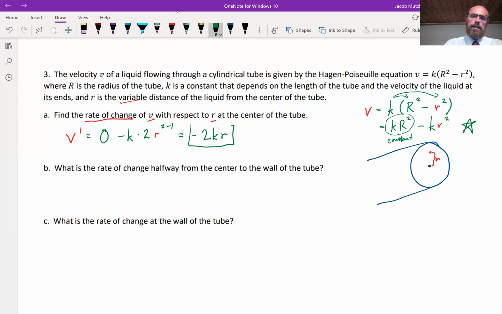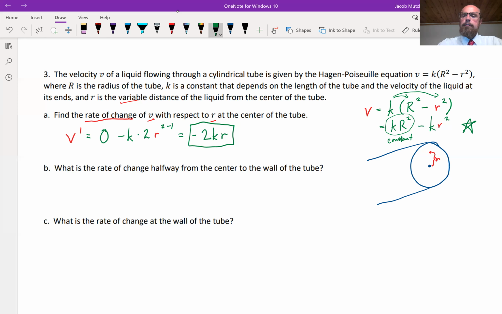And that is my rate of change of the velocity with respect to the distance of a stream of liquid somewhere in the tube to the center of the tube. What's the distance between that location and the center? So that's in general for any placement of fluid within that tube. Part B is specifying now. It's saying, okay, so what's the rate of change halfway from the center to the wall of the tube?